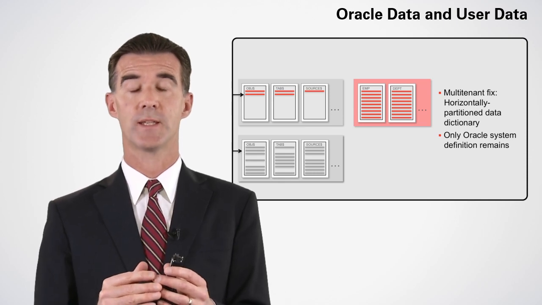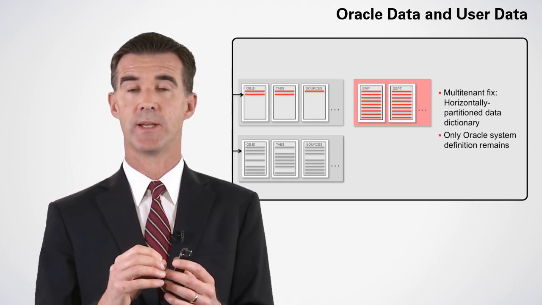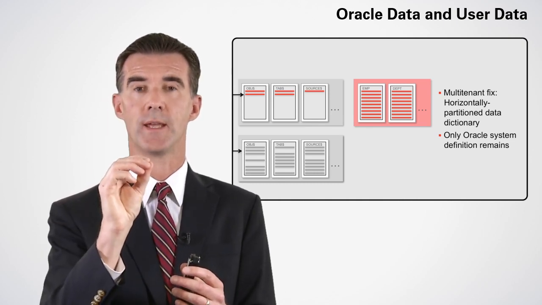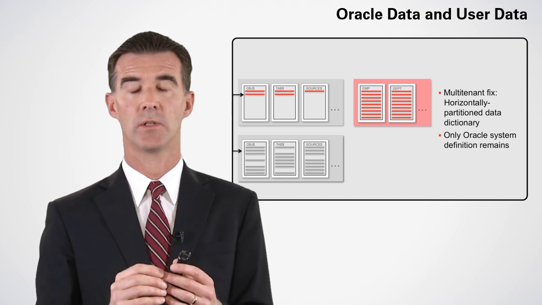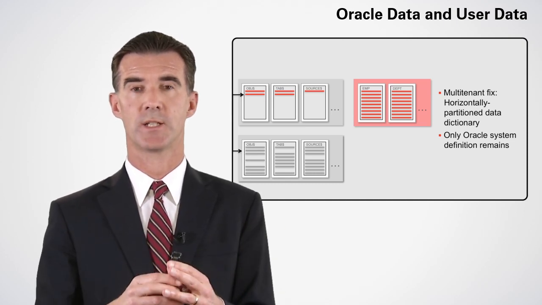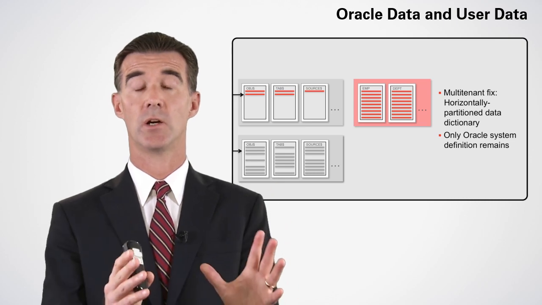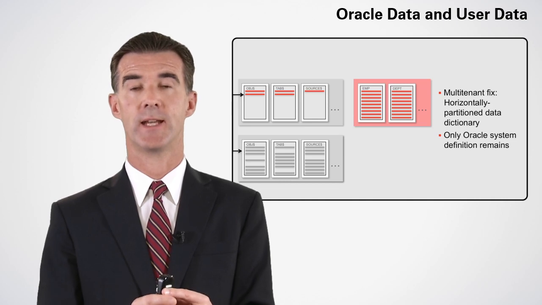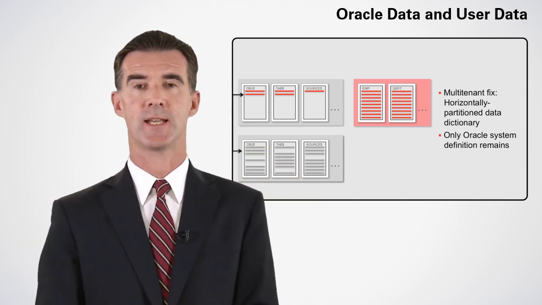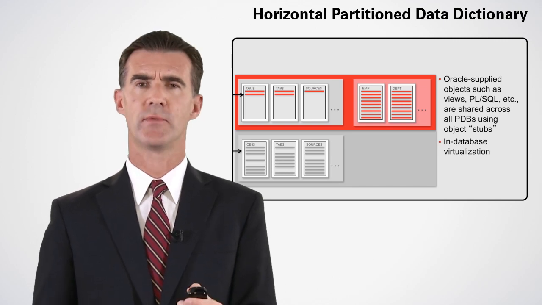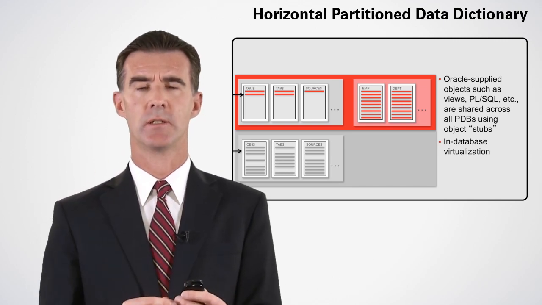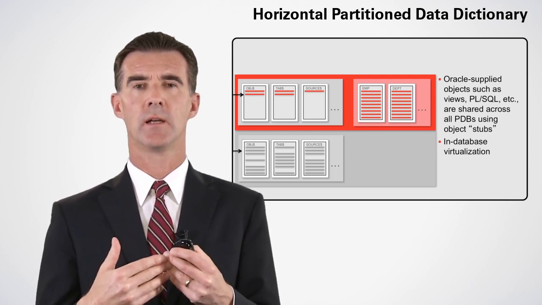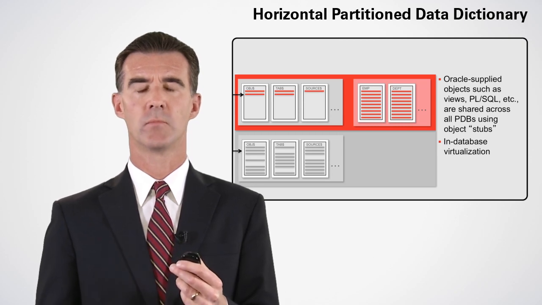Now, to be able to deliver on this, we provide in the pluggable database's metadata dictionary what we call stubs, references to the actual object which is stored in the Oracle data dictionary. So for example, if you've got an object such as DBMS SQL defined in the Oracle supplied data dictionary, we have a little pointer in the pluggable database metadata dictionary to say, oh yeah, DBMS SQL, that definition is down there. So we call this innovation the horizontal partition of the metadata dictionary. And through this key innovation, we deliver in-database virtualization with Oracle Multitenant.